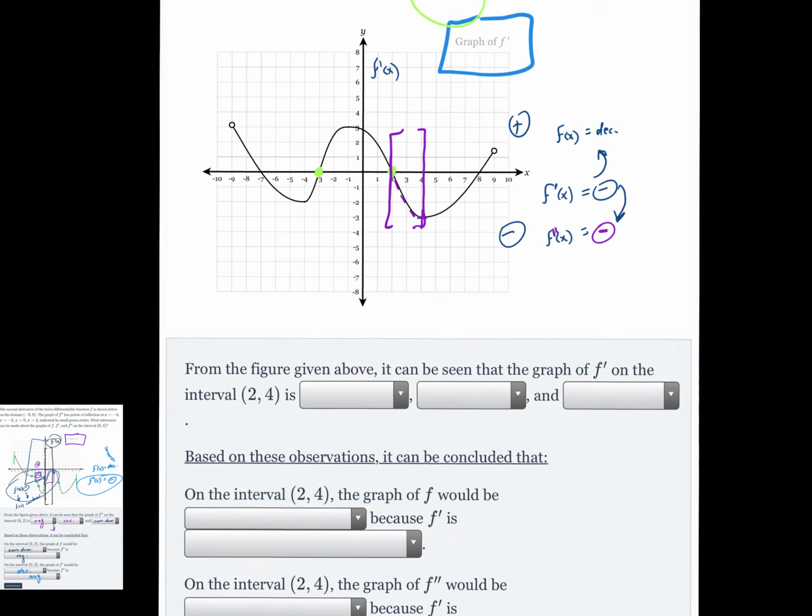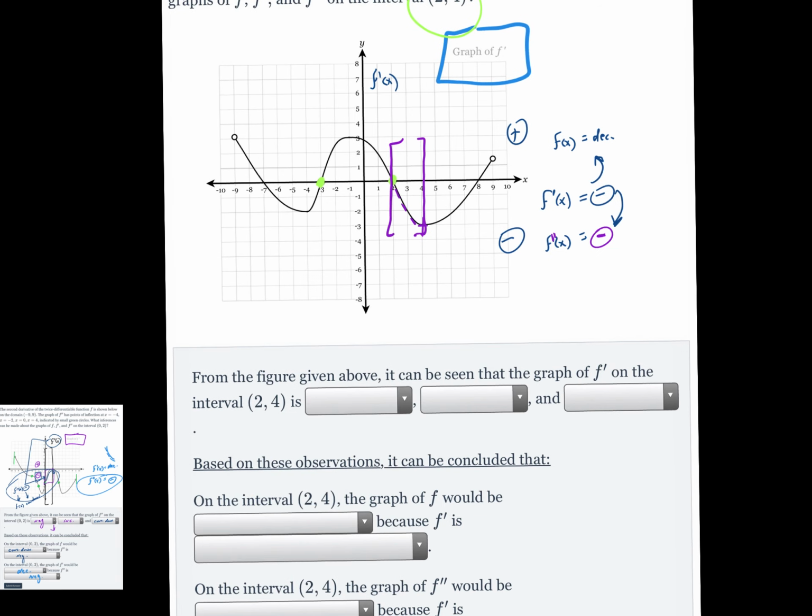All right, so we're back here. So I have, from the given figure above, we want to know the graph of f prime. So this is the f prime x on the interval 2, 4. So we're looking straight up at it. This one is negative on this interval. And that's also going downhill, so it's decreasing. And we want to see what else we have. Concavity. Well, that looks like it's curving upward on that part, so we're going to say concave up. Those are what these drop-down boxes are looking for.